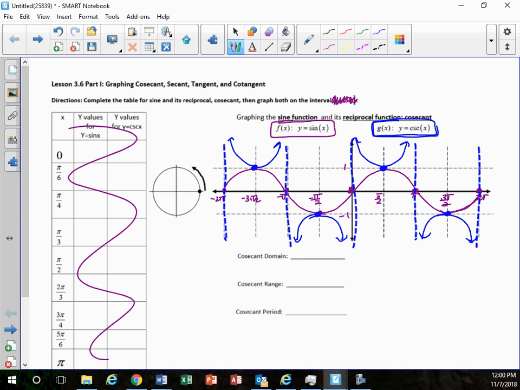Let's talk about period, range, and domain. We're going to go from the bottom up. What do you think the period is for cosecant?